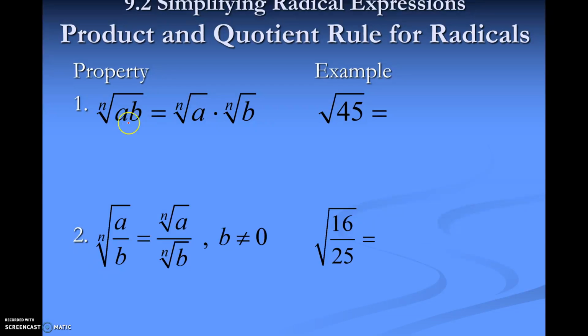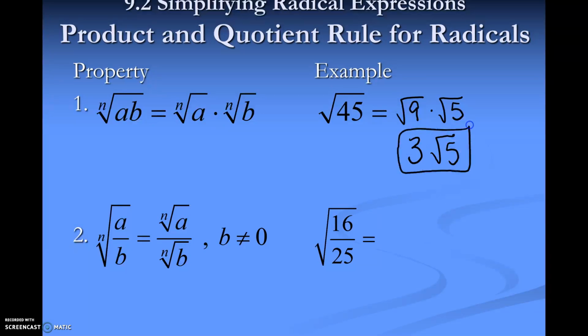Radicals can be split up using multiplication and division. For example, the square root of 45 can be split up into the square root of 9 times the square root of 5. It could also be split up into the square root of 15 times the square root of 3, but we can't do the square root of 15 or the square root of 3 without getting decimals. I chose 9 and 5 because what is the square root of 9? 3. So this becomes 3 times the square root of 5.